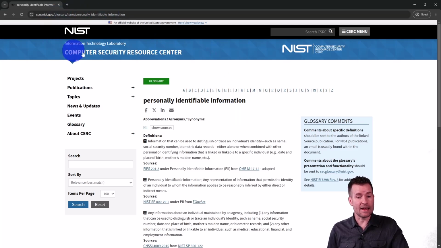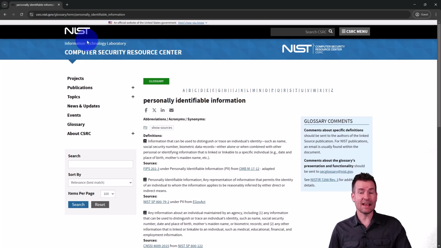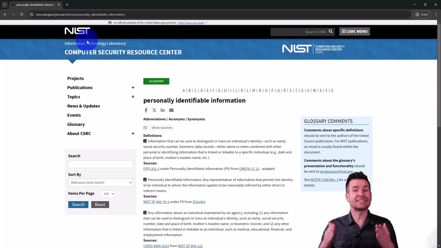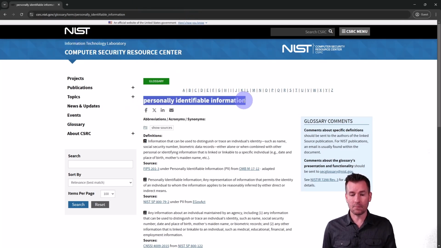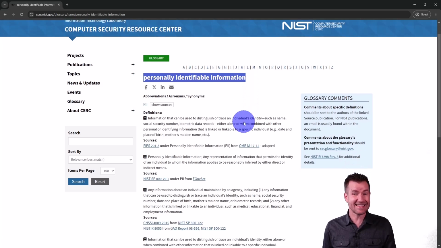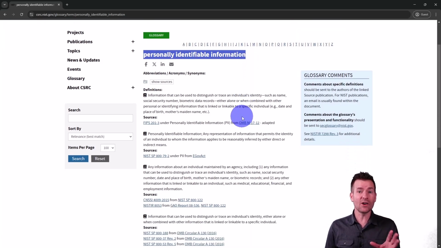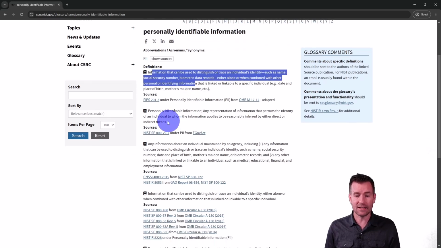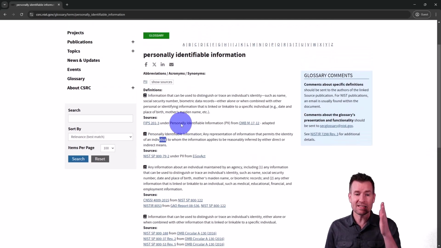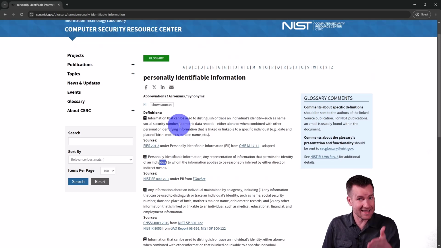Here I'm on the NIST website. NIST stands for National Institute of Standards and Technology. So it is the organization that creates standards out there, and they do a lot of standards around cybersecurity. So they're creating the standards, and this is showing you that they define personally identifiable information in several different ways. So no wonder there's confusion when there are so many different definitions, even from the source that's supposed to define these things and have something more definitive.